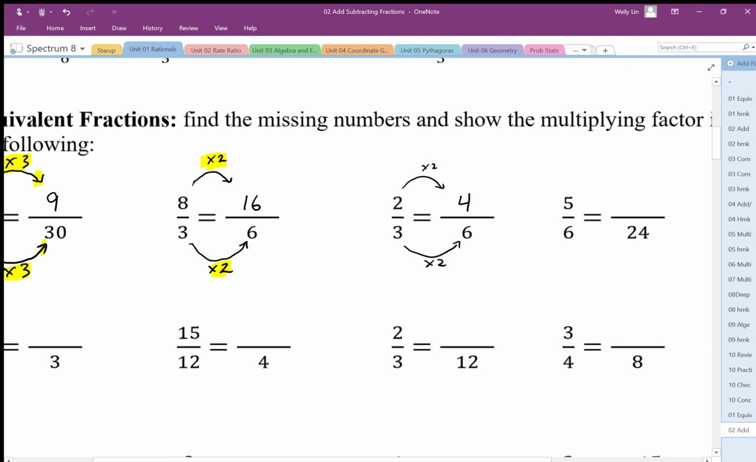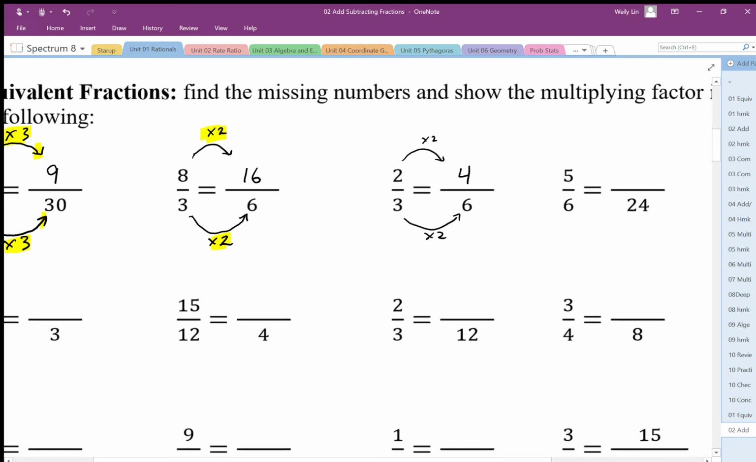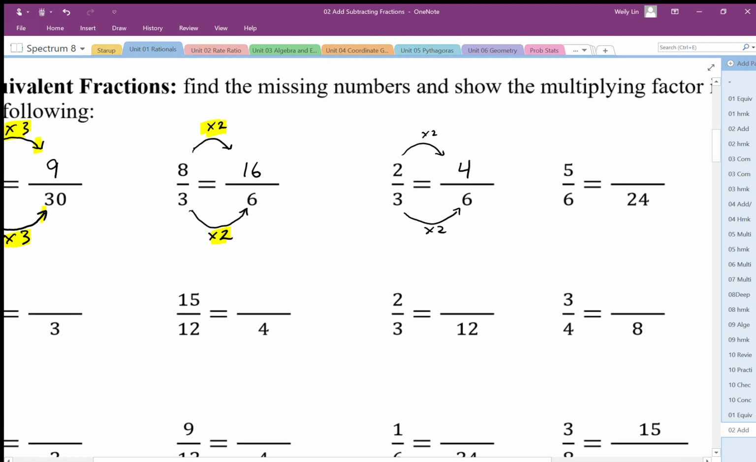Okay, so you can pause the video. I want you to do this on your own. Again, it's important that you show me the multipliers involved in here and complete the rest of these examples. And then you can play the video again, and you can see the rest to check your answers.